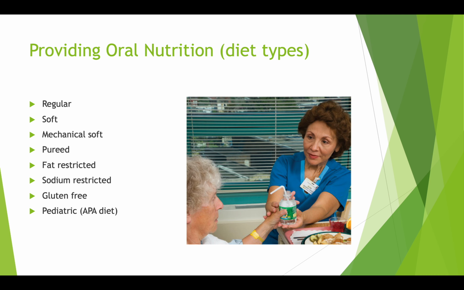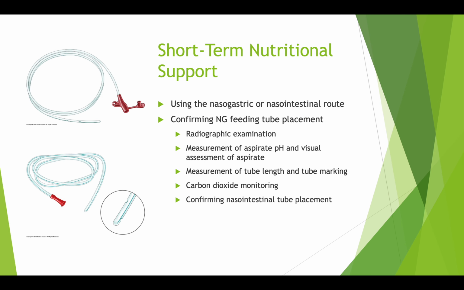Providing oral nutrition. These are different diet types, and you should probably be familiar with those if you aren't already. Short-term nutritional support. So remember the NG tube. So brush up on the NG tube. Using the nasogastric or the nasal intestinal route. I have not taken care of very many nasal intestinal routes. Usually it's an NG tube. Confirming the NG feeding tube placement.